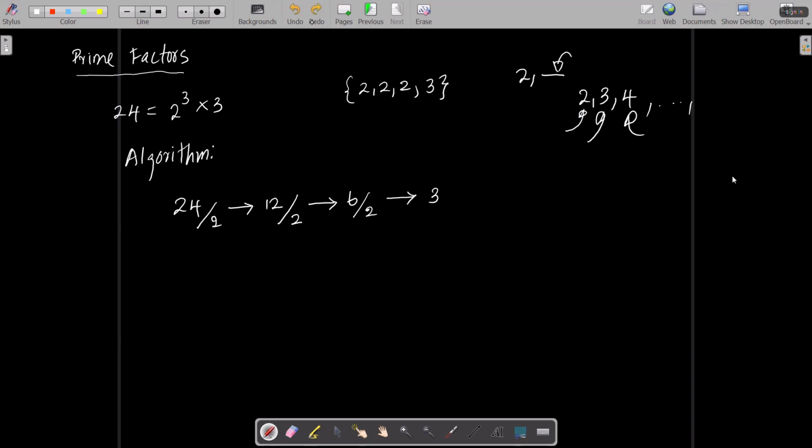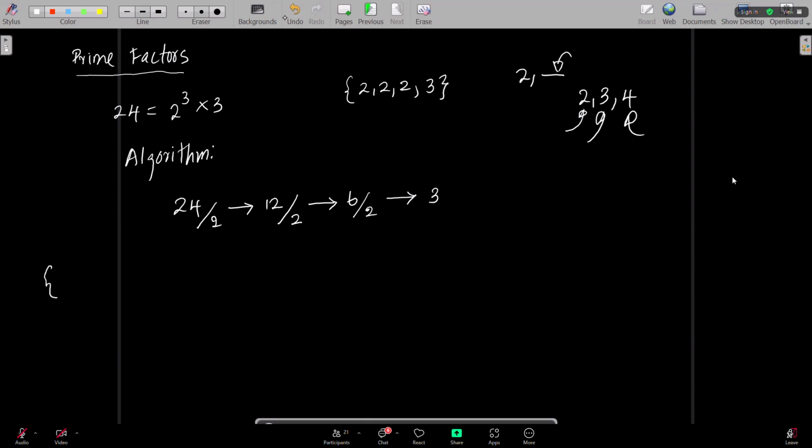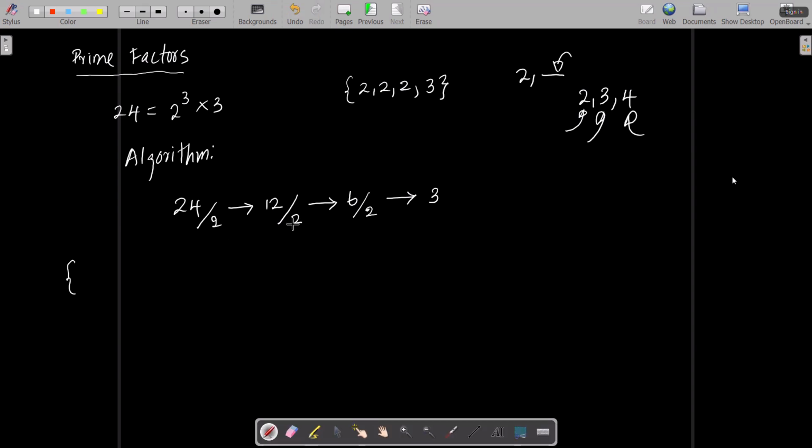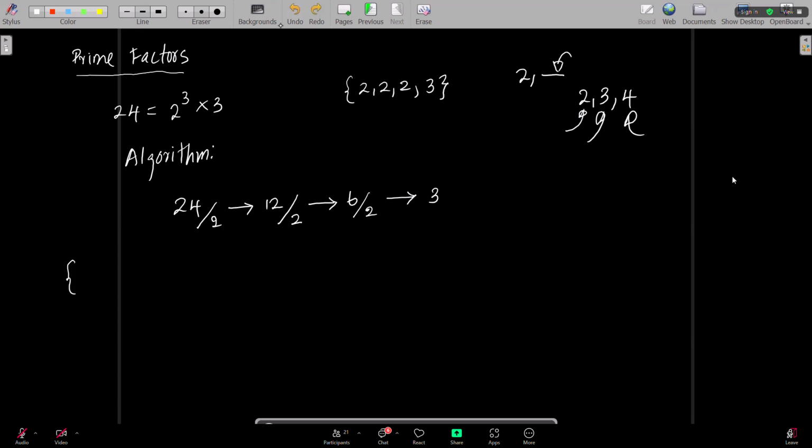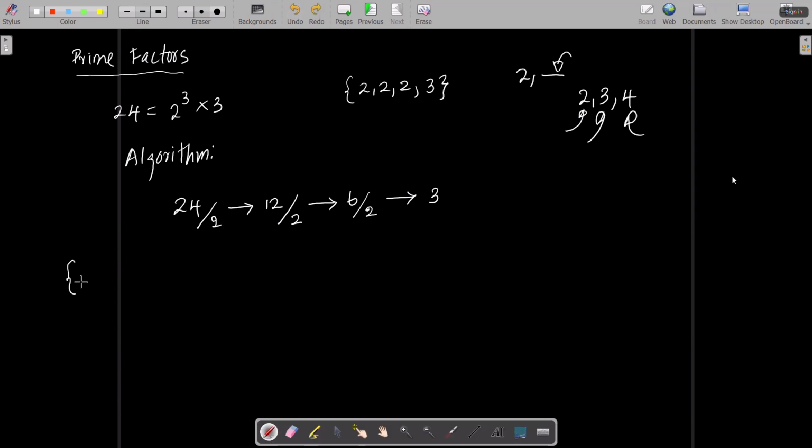Therefore, we don't need to consider only the primes here. We can iterate from 2 to a certain point. So we will initialize an empty array first, and we will add these divisors to this array. So now we have to add 2 for 3 times: 2, 2, and 2.